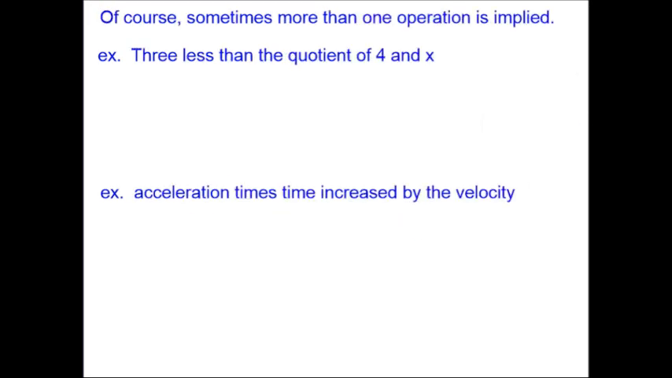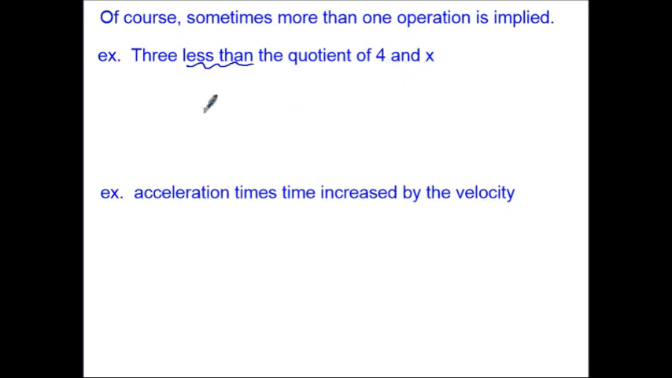Alright, well, sometimes more than one operation is applied, so just be careful that you write things in the right order. So, 3 less than the quotient of 4 and x. Again, remember that phrasing, the less than, so we're actually going to do things backwards. First of all, we're going to start with the quotient of 4 and x. Now, I admit saying the quotient of 4 and x leaves it a little bit up in the air. Is it 4 over x or x over 4?